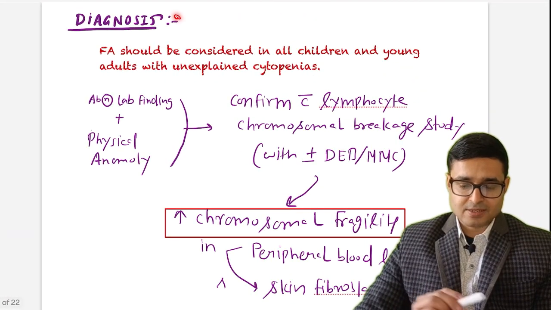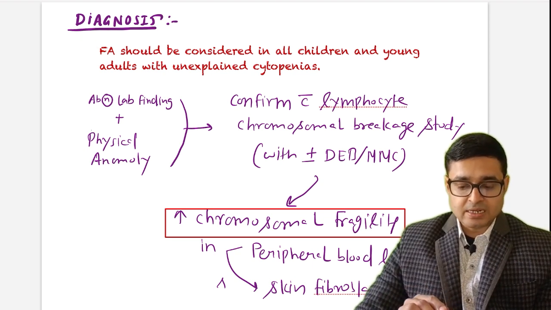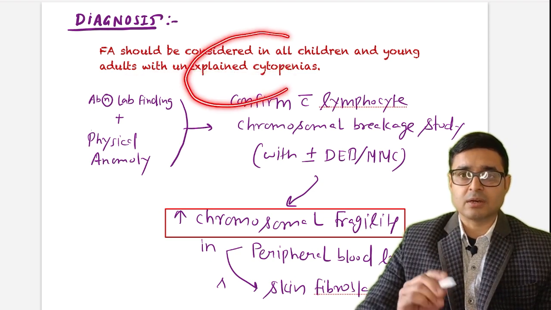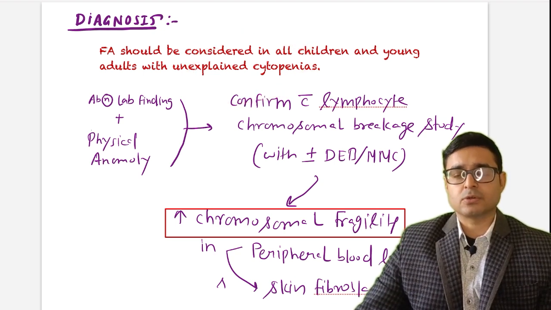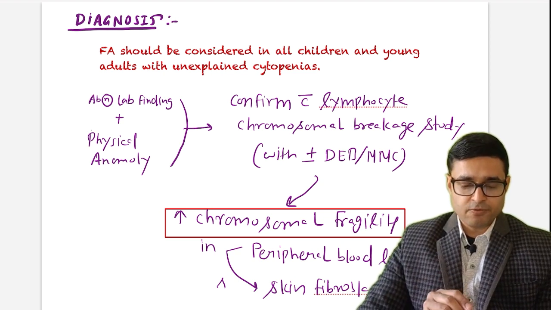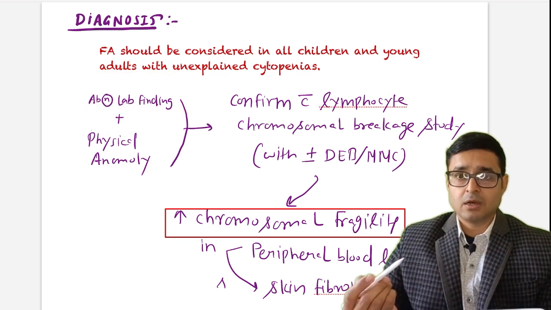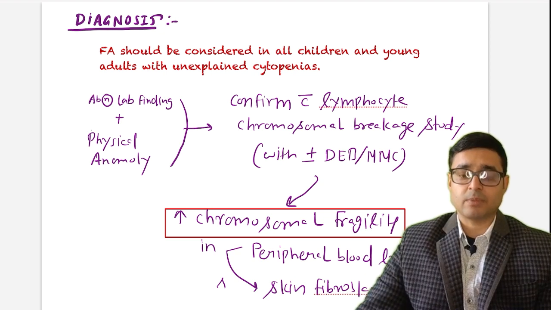Okay, so diagnosis. This is a golden statement I have written in red. Fanconi anemia should be considered in all children and young adults with unexplained cytopenia. So if you find a child who has cytopenia, you should consider Fanconi anemia as your differential diagnosis. You are in your OPD, you find an abnormal lab finding like pancytopenia, and physical anomalies like thumb anomalies, typical facial features, short stature, and other systemic anomalies. Your suspicion is very high for Fanconi anemia.